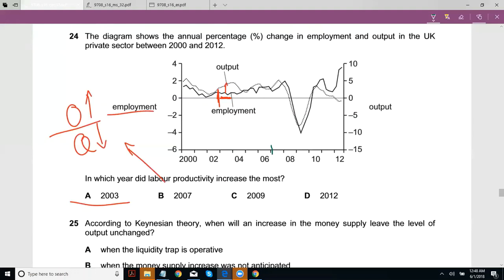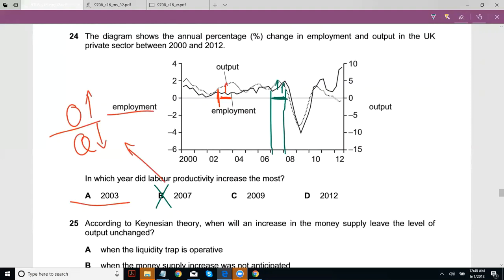2007, that is somewhere around here, to here. Now, I would not be very inclined towards 2007, because while output did grow, employment went up as well. So your fraction kind of balances, because remember, it's output upon quantity. So not too inclined there.